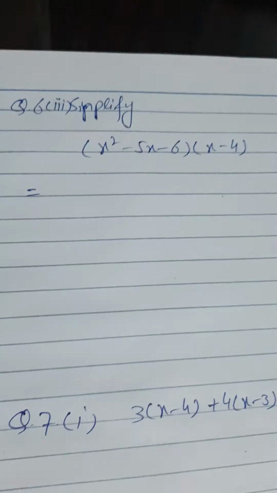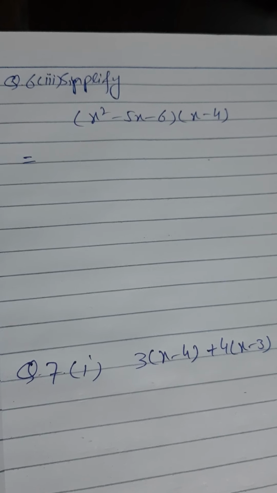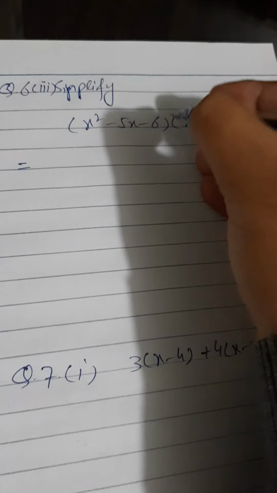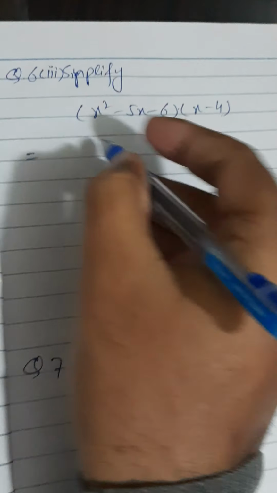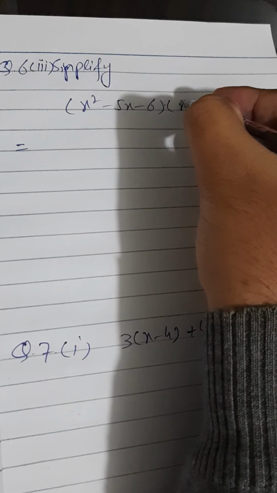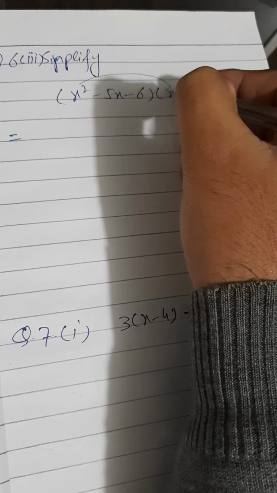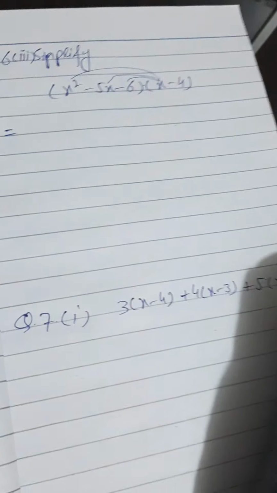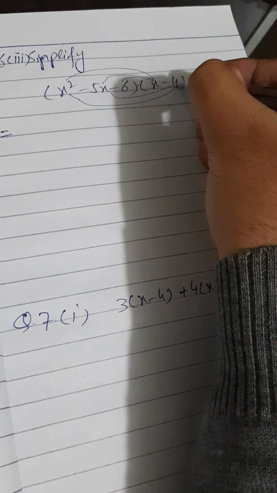Now come to the next question. It's question number 6. Again it's a question of simplification. We have to simplify x square minus 5x minus 6 and x minus 4. There isn't any sign, it means we have to multiply these two expressions. Same rule: first we multiply one term with all terms, then the second term with all terms.